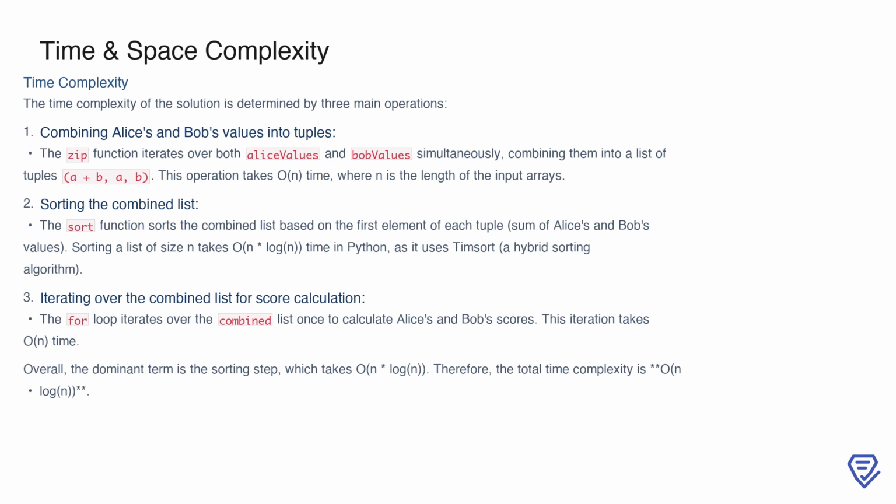Next, we sort the combined list based on the first element of each tuple, which represents the sum of Alice's and Bob's values. Sorting in Python uses timsort, a highly efficient sorting algorithm with a time complexity of O(n log n) for a list of size n. Finally, we iterate over the sorted list to calculate Alice's and Bob's scores. This involves a single traversal of the list, which is another O(n) operation. Combining these steps, the sorting operation dominates the overall time complexity, making it O(n log n).